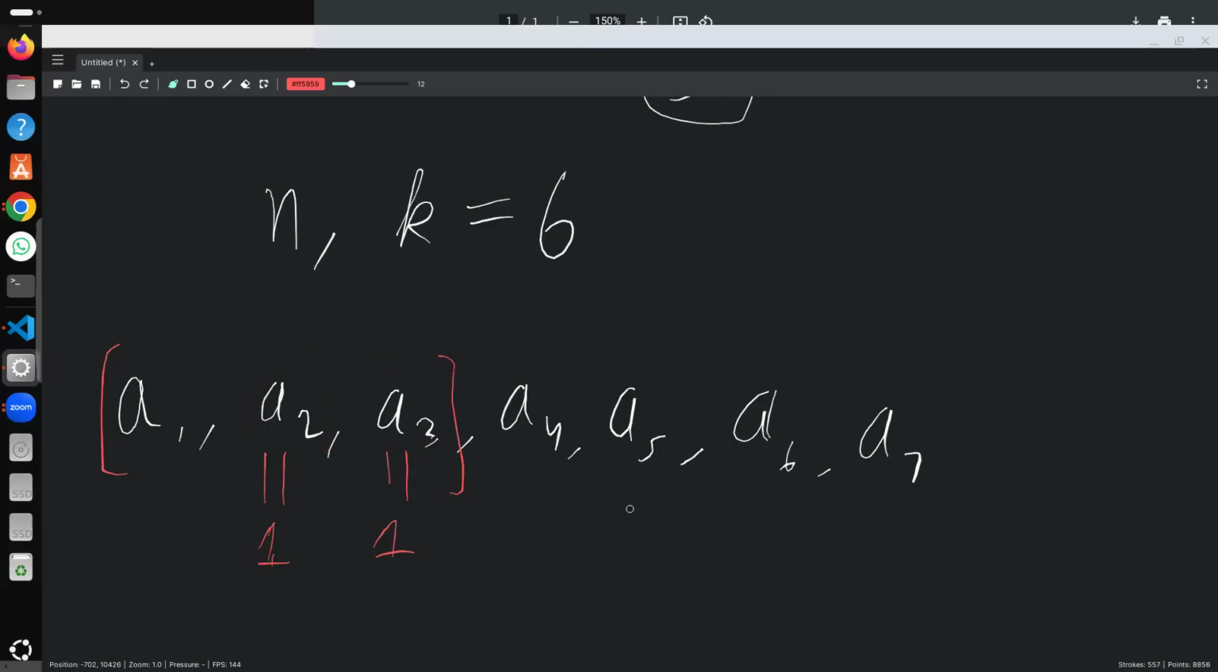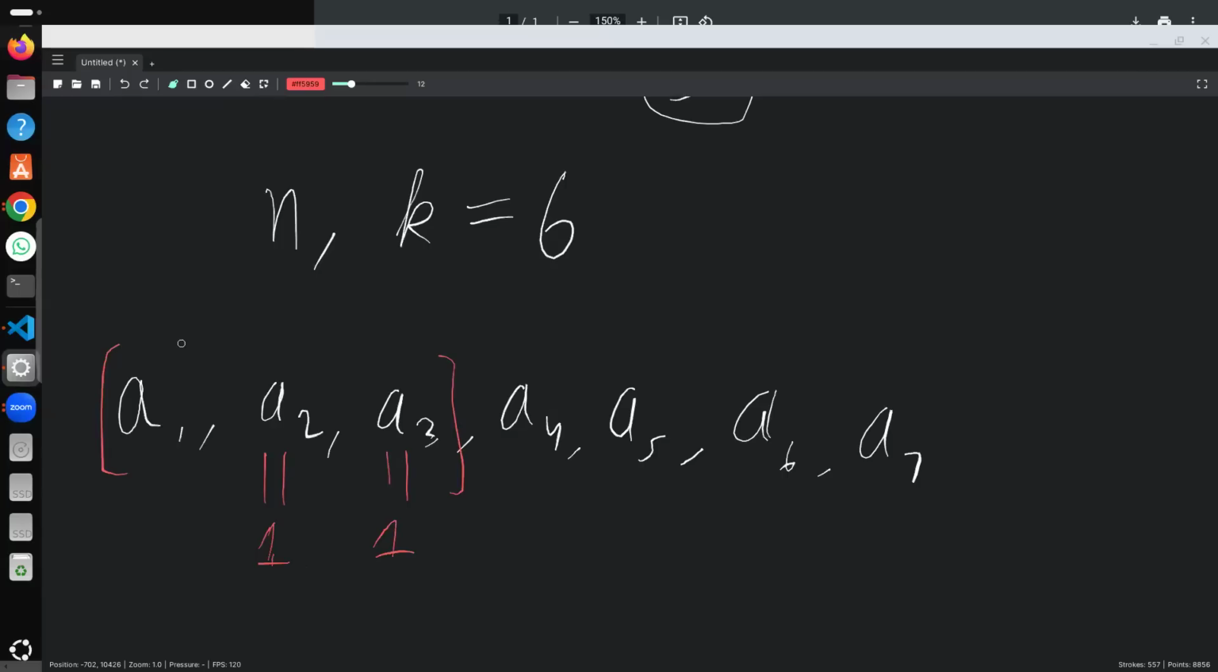But what if they both are 1? What if they both are 1? Then what is the answer? So let's think about that, okay? If they both are 1, then what we can do is just greedily, what can we do? Yes, then the answer is equal to 2.